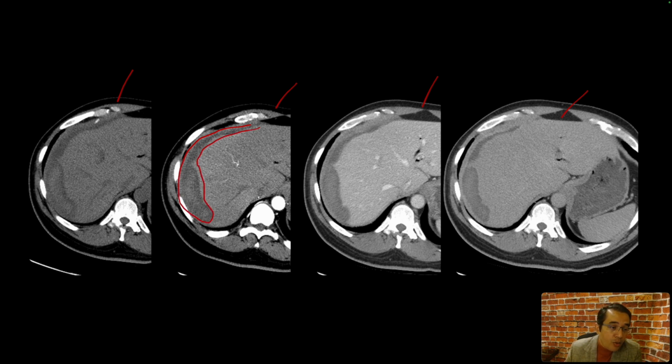and this collection shows hyperdensity on the non-contrast enhanced image, suggesting that this is blood or hematoma. And as we go through the arterial, portal venous, and delayed phases, we see that there is no contrast extravasation. So this is a great example of a subcapsular hematoma seen in the liver without any contrast extravasation.